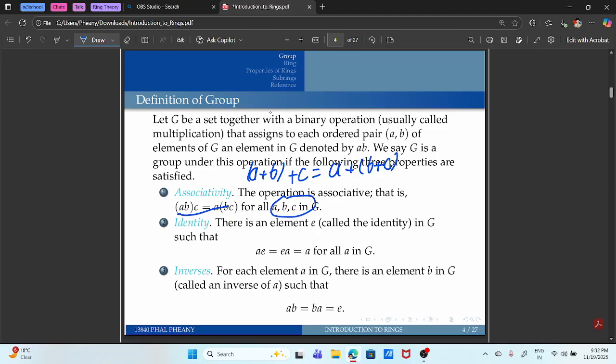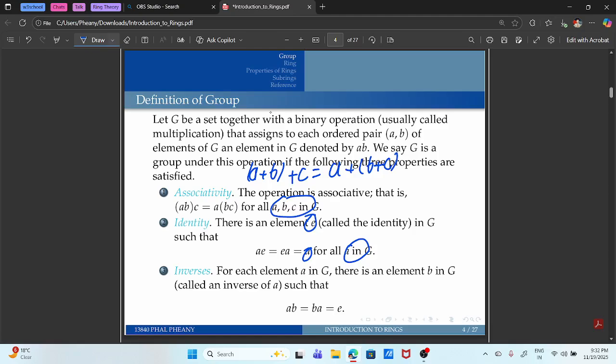Now we continue with the second property, which is the identity. I think most of you know about the identity. What is the identity? Suppose we have an element e that is called an identity in G. Then we can write a times e equals e times a equals a, where a also belongs to G. Then it is called the identity. It means there is no change if we multiply e with any other element in G. It remains the same element, no change.